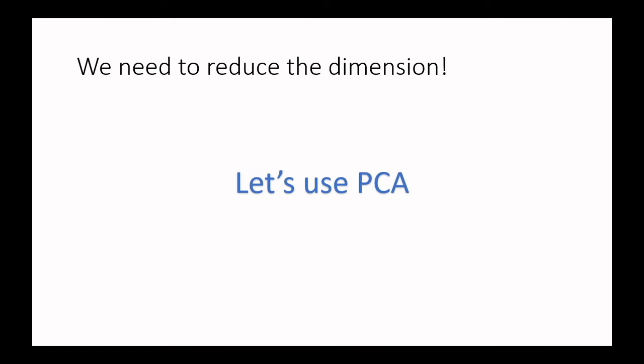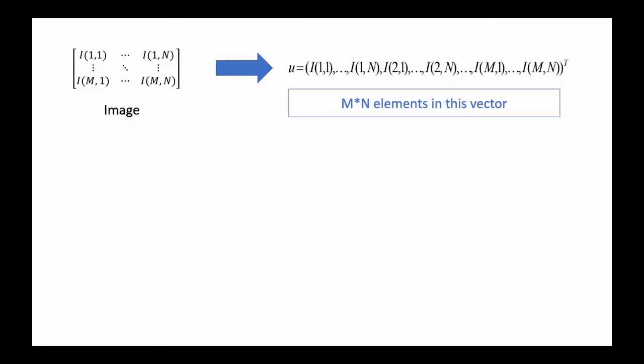So it is very important to represent the image with fewer numbers. Or in other words, we need to reduce the dimensions of the data. Principal component analysis can be effectively used for this purpose. First, collect all the gray levels of an image into a long vector U. Just unroll the image into a vector. If the size of the original image is m by n, then the vector U will have m times n elements in it.